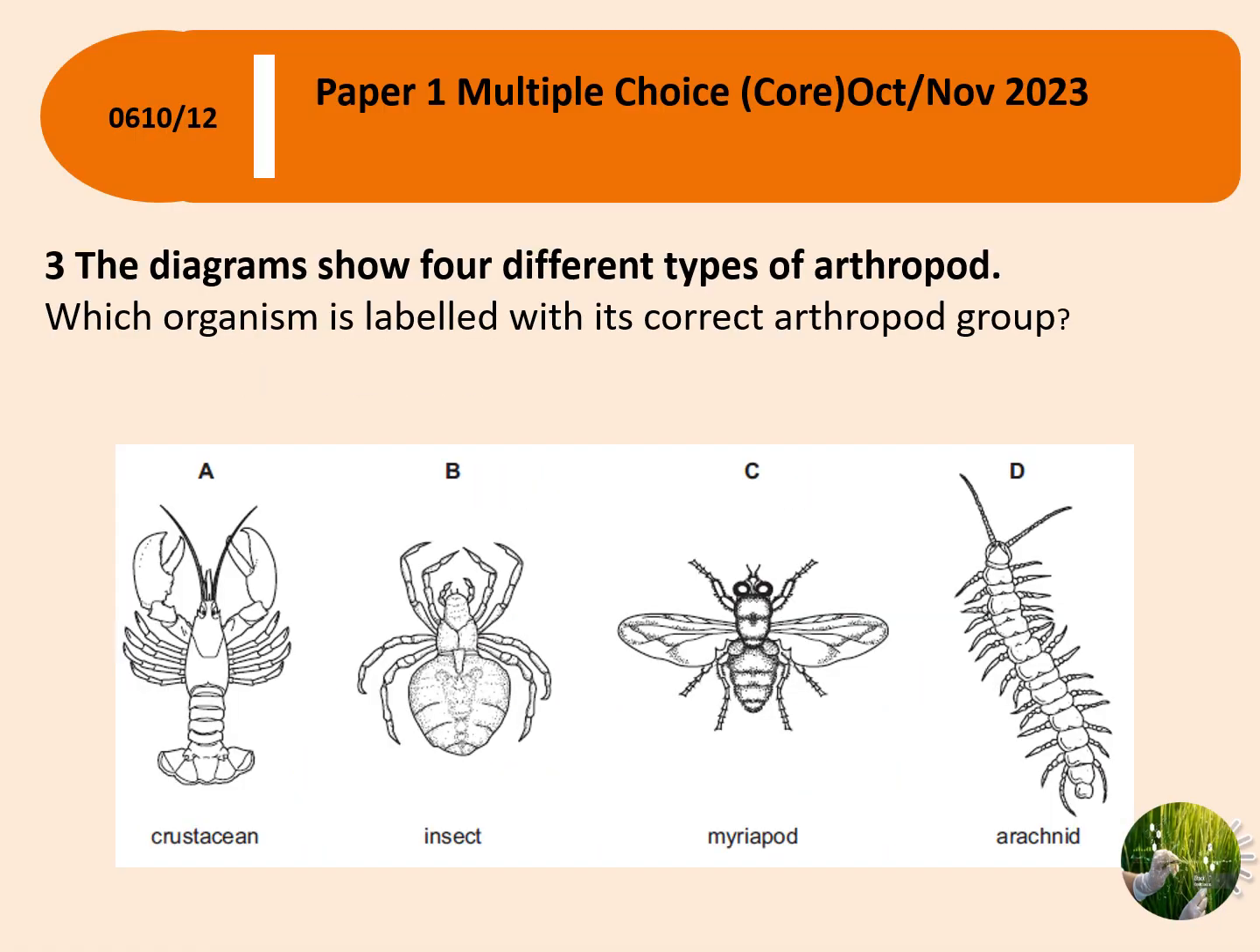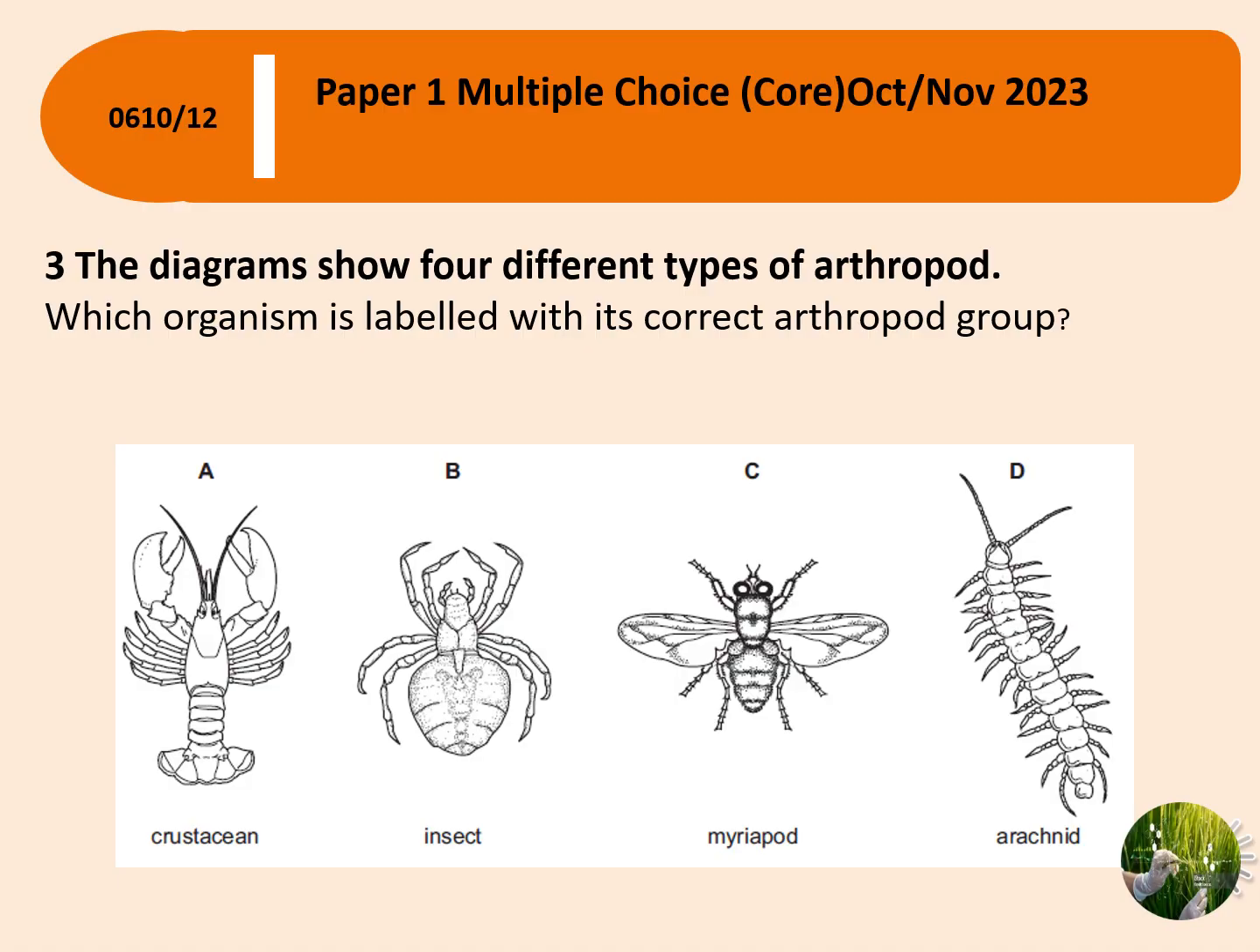Multiple choice question, October-November 2023. The question is, the diagram shows 4 different types of arthropods. Which organism is labeled with its correct arthropod group? Now if we take A, it is labeled as crustacean. Crustaceans have 5 pairs of legs, and this picture also shows 5 pairs of legs. And if you closely see, it has 2 pairs of antennae. So A is correctly labeled.